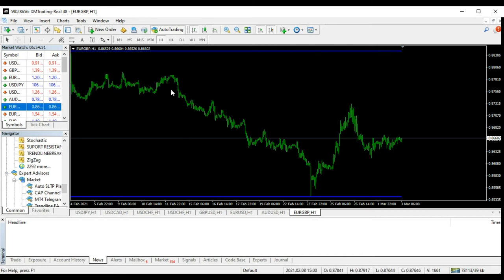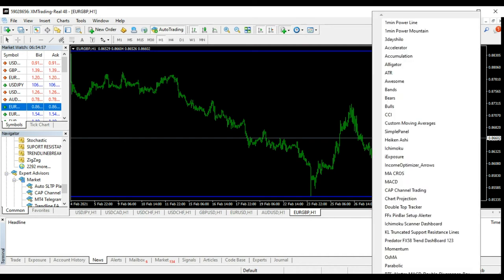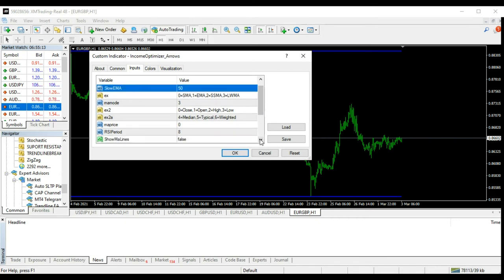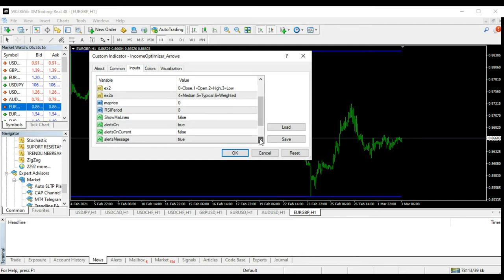Let us go get that arrow, the arrow that I call the income arrow. Go to custom, the income arrow that I put. And this arrow also has a lot of settings. I always set mine to be like 10, it's crossing 50, because it will give me the best signal. And then all the other settings, I leave them alone.